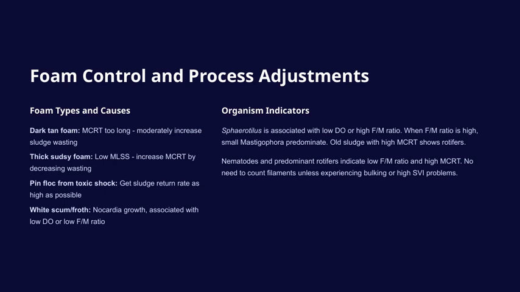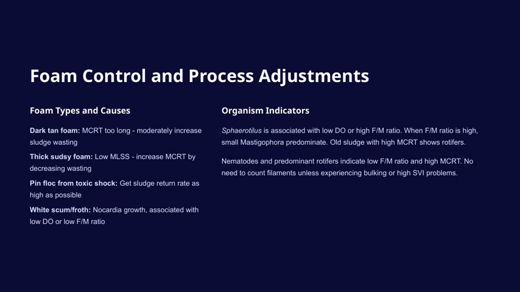First, understanding the different types of foam and their causes is key. For example, dark tan foam often indicates that the MCRT, or mean cell residence time, is too long. To address this, we generally want to moderately increase sludge wasting to reduce that foam. On the other hand, if we see thick, sudsy foam, it usually means we have low MLSS, mixed liquor suspended solids. In this case, increasing the MCRT by decreasing wasting can help improve the situation.